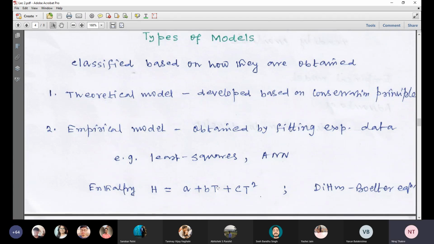This example someone told: enthalpy A plus BT plus CT square. You have started this equation, in which course? Dittus-Boelter equation? Sir, in heat transfer. What type of heat transfer? Convective heat transfer. Yes. So this is an empirical equation. Sieder-Tate equation, Dittus-Boelter equation.